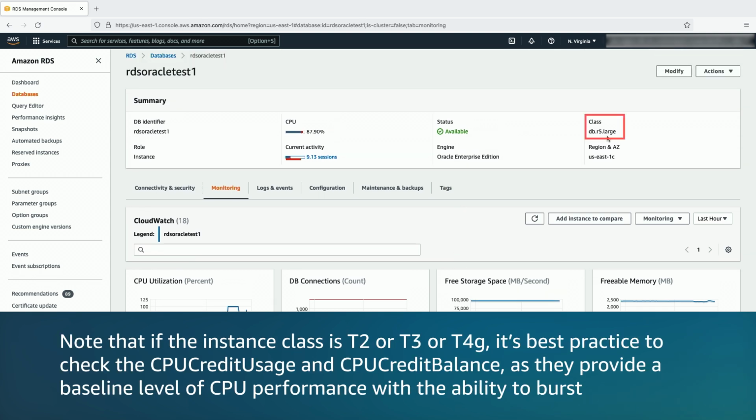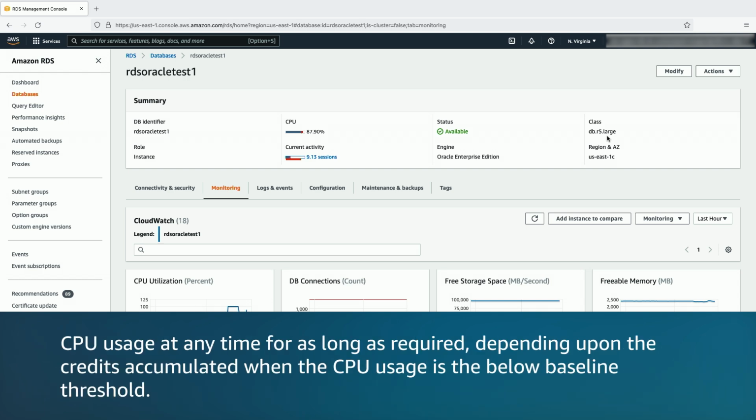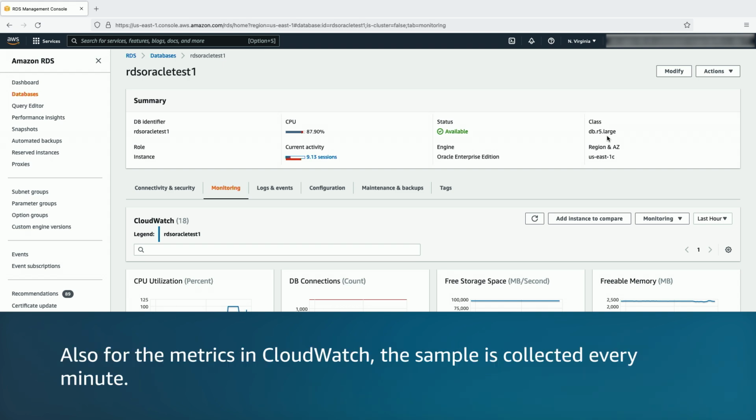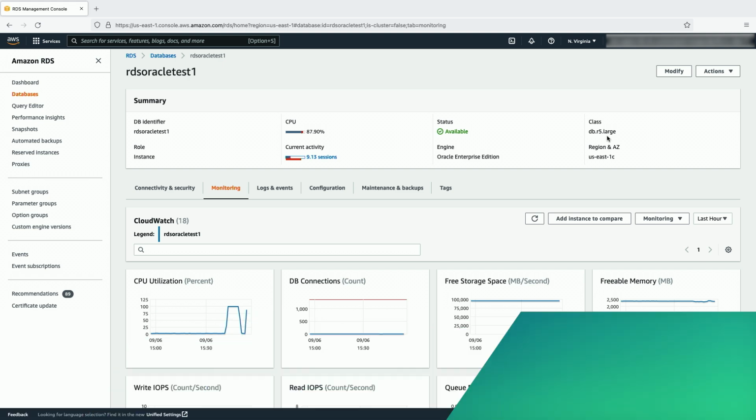Note that if the instance class is T2 or T3 or T4G, it's best practice to check the CPU credit usage and CPU credit balance as they provide a baseline level of CPU performance with the ability to burst CPU usage at any time for as long as required, depending upon the credits accumulated when the CPU usage is below the baseline threshold. Also, for the metrics in CloudWatch, the sample is collected every minute.